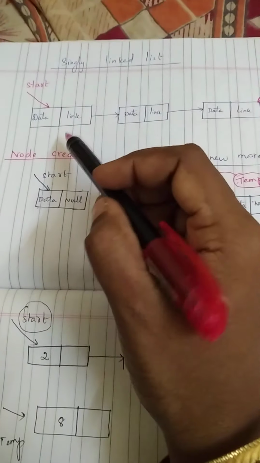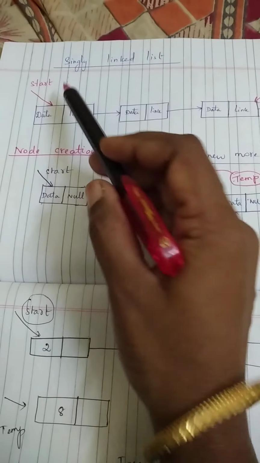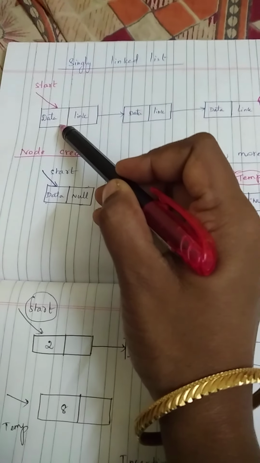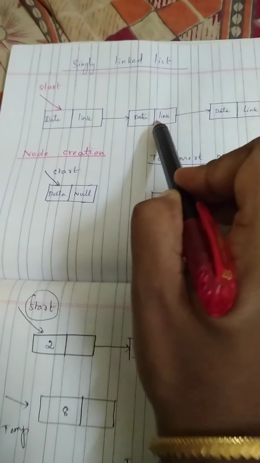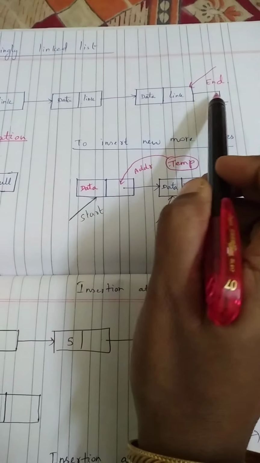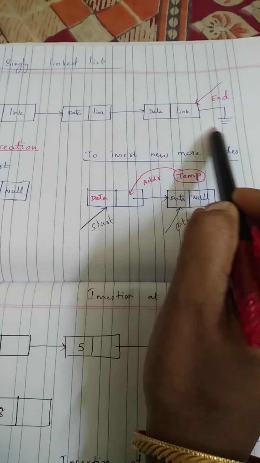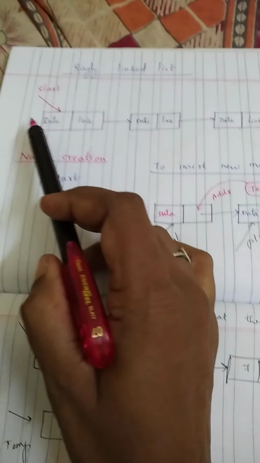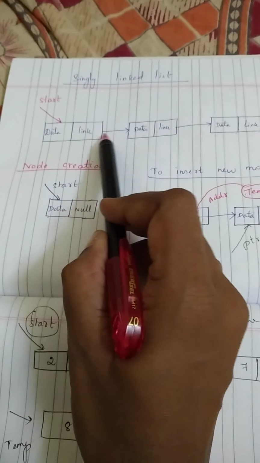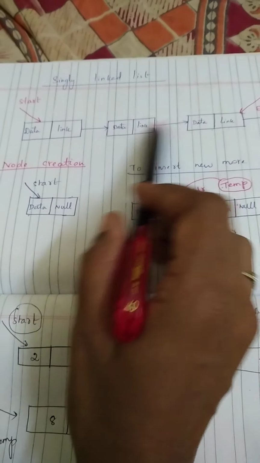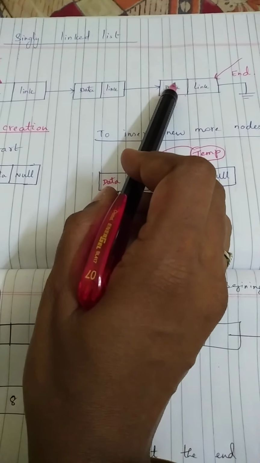So this is an example. The start node is pointing to the first element, and this points to the next, and the last node will not have any address. This will simply be a null value. So between the end node and the start node, only one link, one pointer, is used to traverse an entire list. That's why it is called a singly linked list.